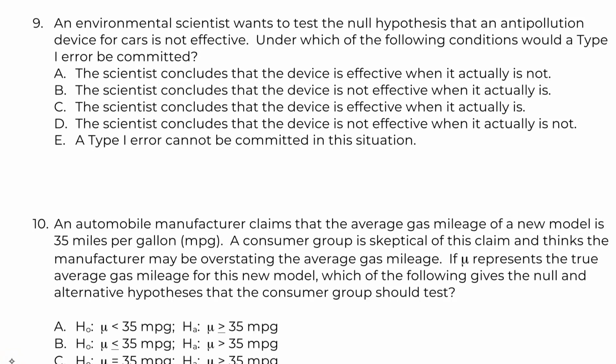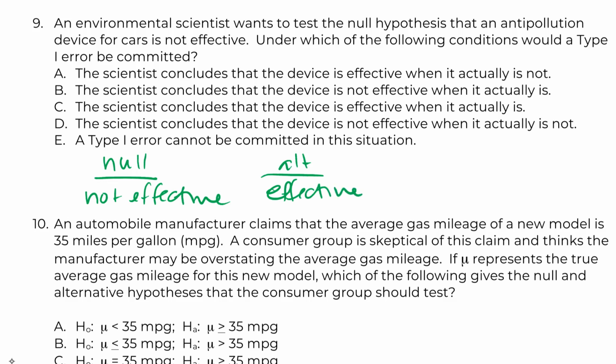So let's tackle number 9. Number 9 says the null hypothesis is not effective. So null: not effective. Our alternative is then going to be effective, right? And we're asked to find our type 1 error in context.